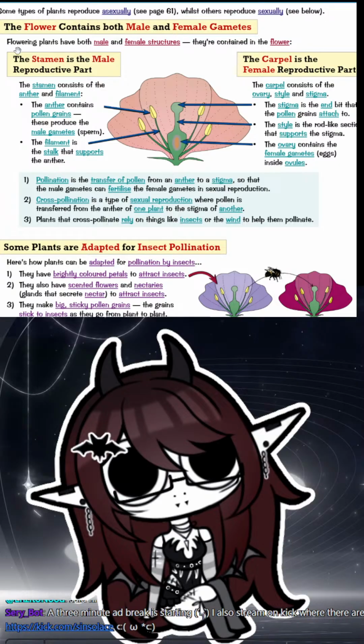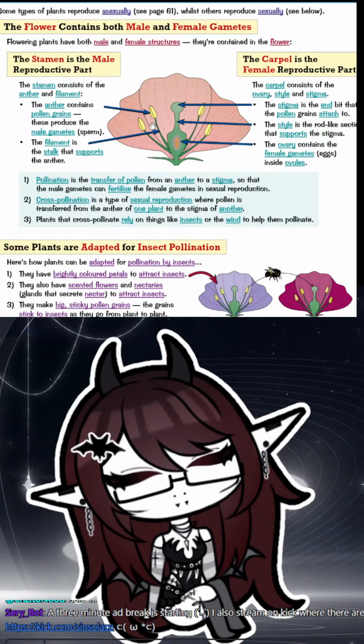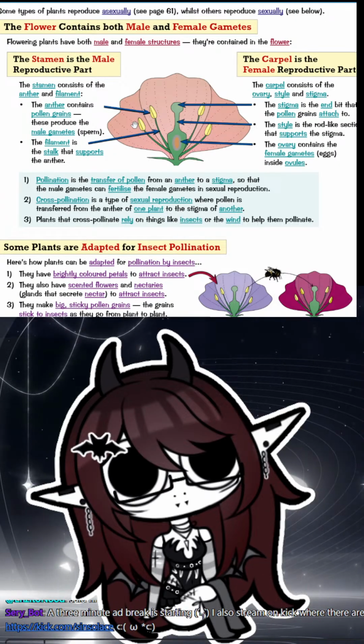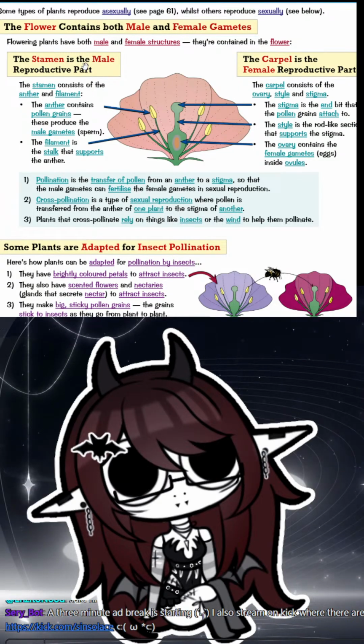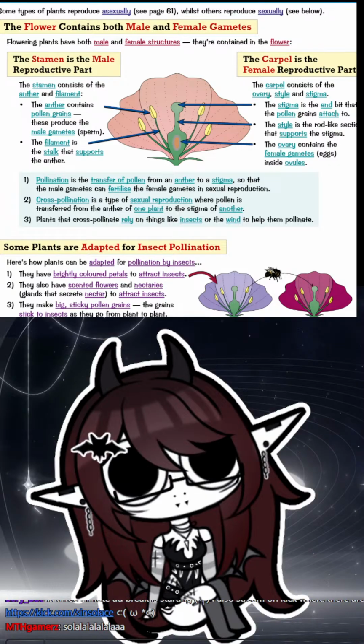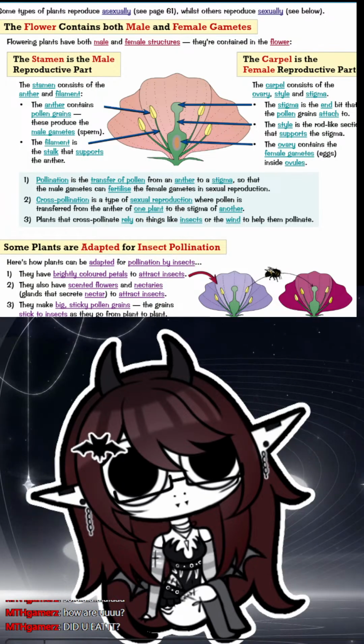Now, let's go over the male part of the plant first. The stamen is the male reproductive part. You see these things that come out to the side, and they have the little pollen things on the top? Those are the male parts, and it's called the stamen. The stamen consists of the anther and the filament. The anther contains pollen grains. These produce male gametes. You see these yellow things at the top here? These are the anther, which make the pollen.